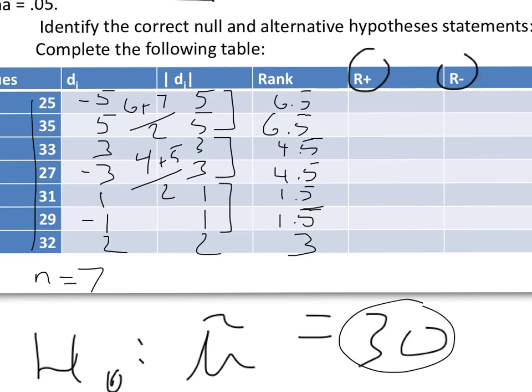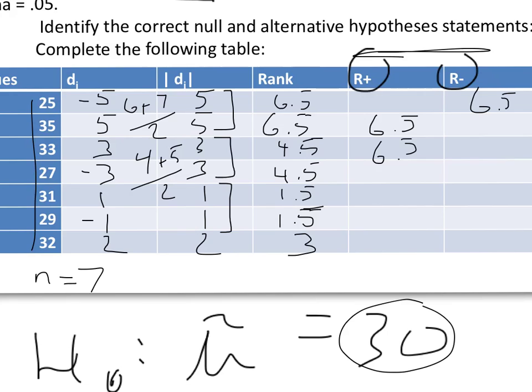Okay, and then what we're going to do is put each of these then in a positive or negative column. The rank positive, rank negative columns right here and here, based on the difference. So this is a negative value, that is 25 is below the hypothesized median, and so this rank will go here. This one was above, so it will go here. So again, it's just based on was it above or below the hypothesized median, and that's where you put these.